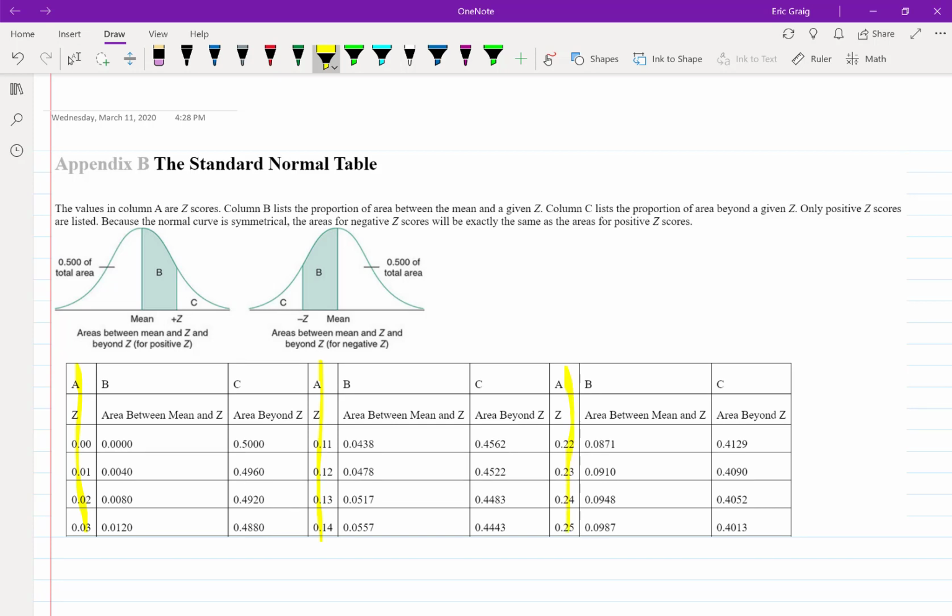To use the table, you're going to have to convert your raw scores into z-scores. And then it gives us two different areas underneath the normal curve. It gives us the area between the mean and a given z-score. This is the area shaded B. And it also gives us the area between a z-score and the end of the table. Area C in both of these diagrams is called the tail of the distribution.